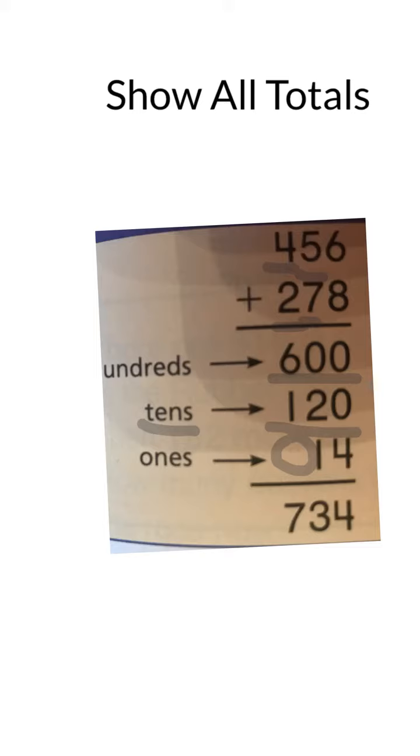Then we add the total up. We start with the ones. 0 plus 0 plus 4 is 4. 0 plus 2 plus 1 is 3. 6 plus 1 plus 0 is 7. So the total is 734.